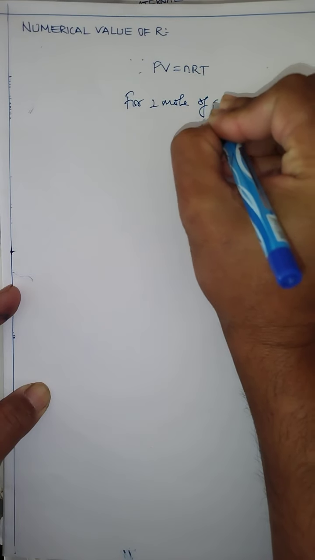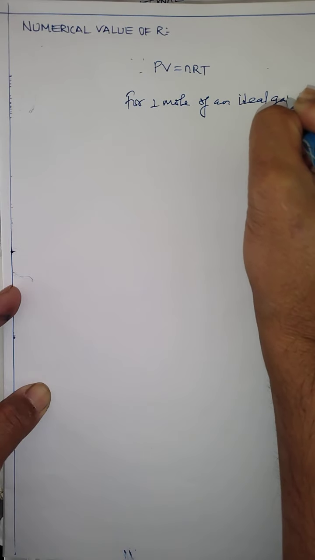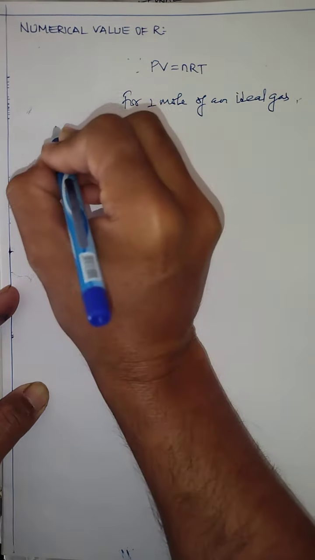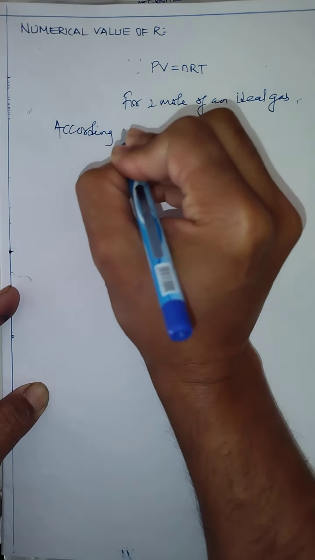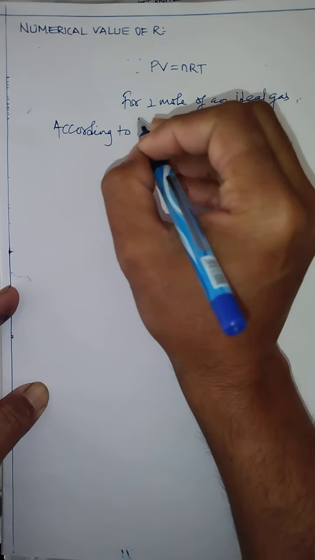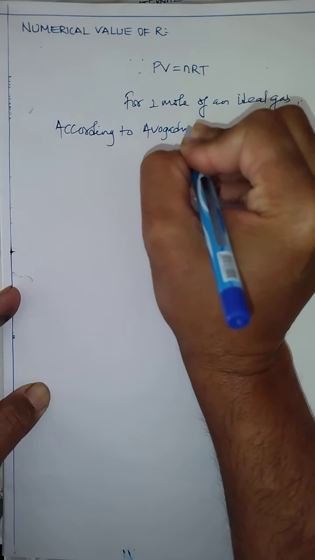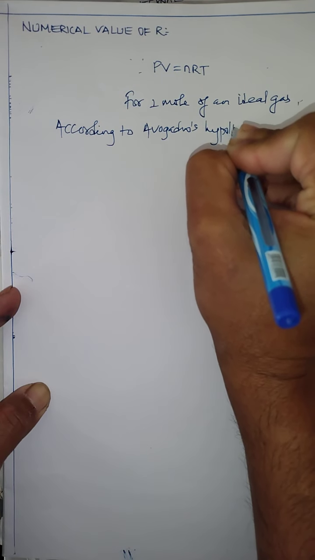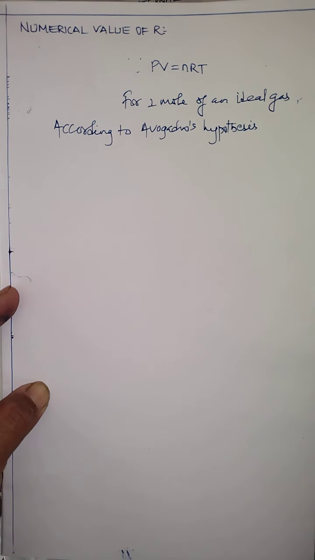We are basically dealing with an ideal gas. So 1 mole of an ideal gas, according to Avogadro's hypothesis, as you have learned in chemistry also. Now hypothesis means such a statement which may be true or may not be true, and is under consideration.